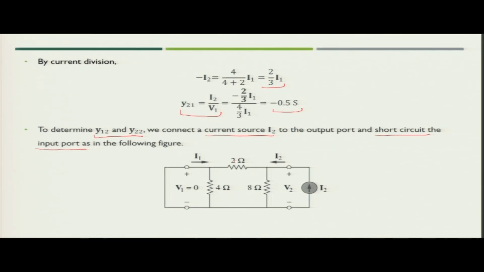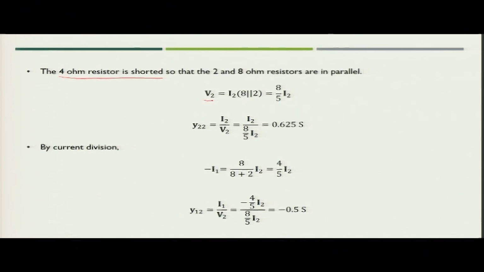So, now when you find the value of V2 in terms of I2, you will see that I2 will see these two resistances in parallel. So, what we can find out? We can find out the value of V2 in terms of I2. So, what we can write? V2 is nothing but I2 into the parallel combination of 8 ohm and 2 ohm resistances. So, when you simplify, you will get V2 is nothing but 8 by 5 I2.